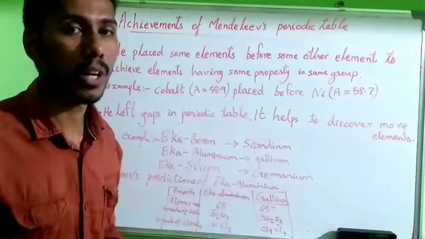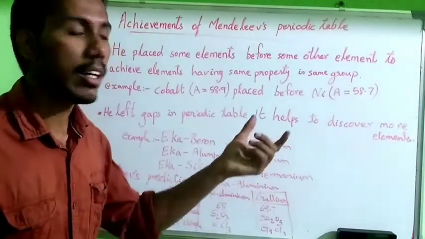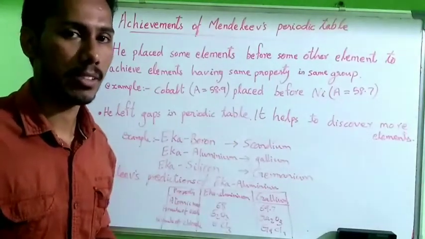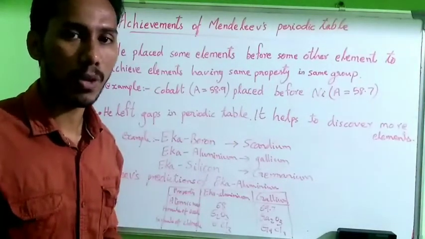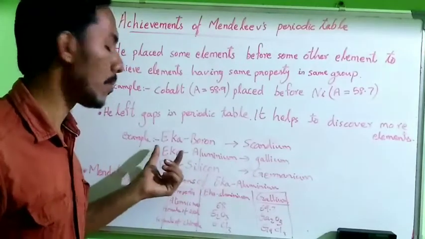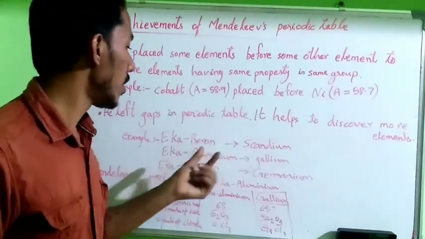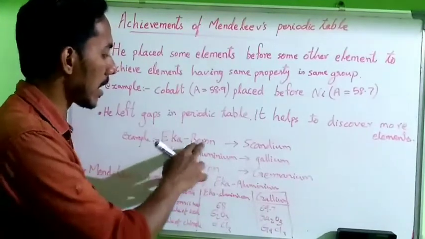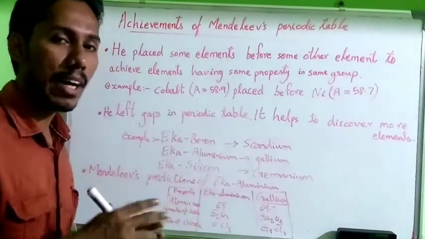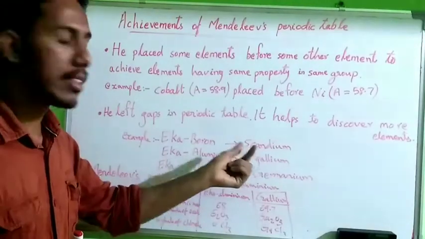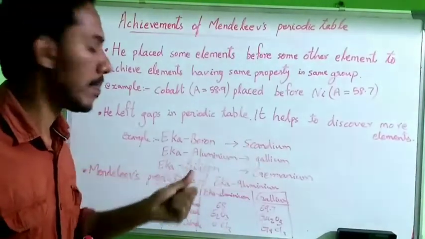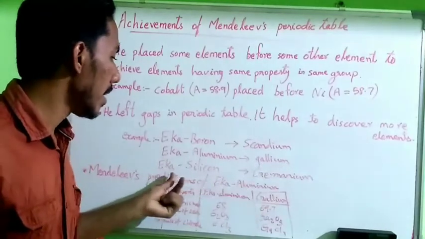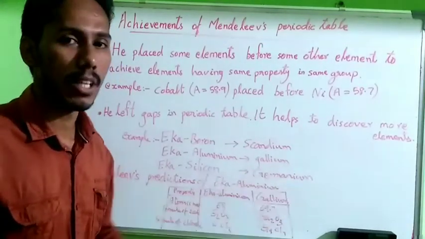Okay. Then he left gaps in the periodic table. It helps to discover more elements. You can see Mendeleev's periodic table here. There were a lot of vacant places. It led to the discovery of more elements. For example, he predicted some elements named Eka-boron, the element after boron. It was discovered as scandium. Then Eka-aluminium was discovered as gallium. Eka-silicon was discovered as germanium.